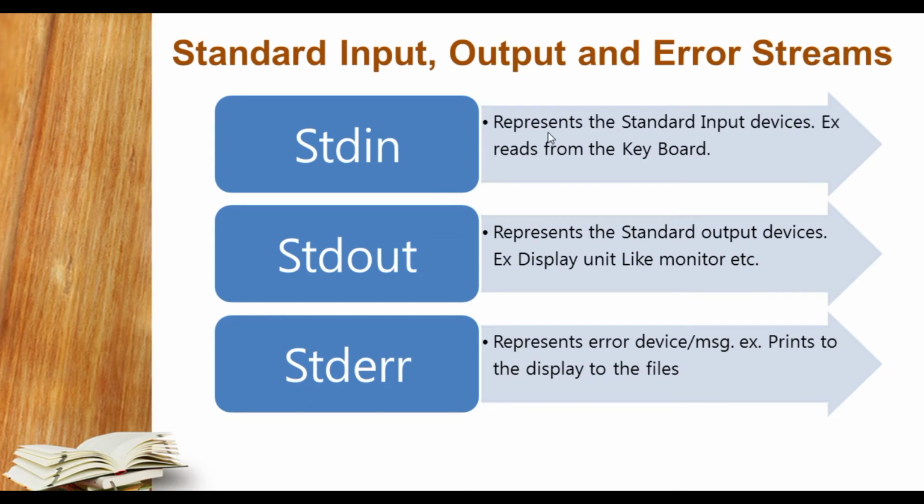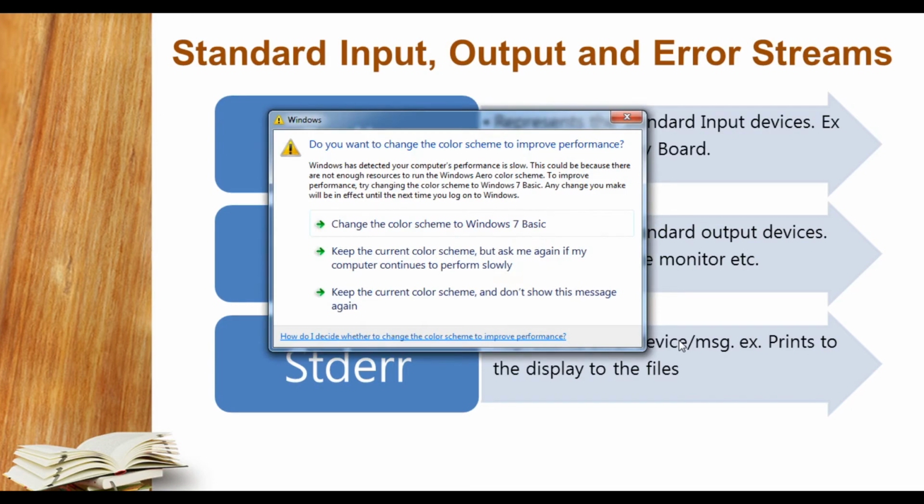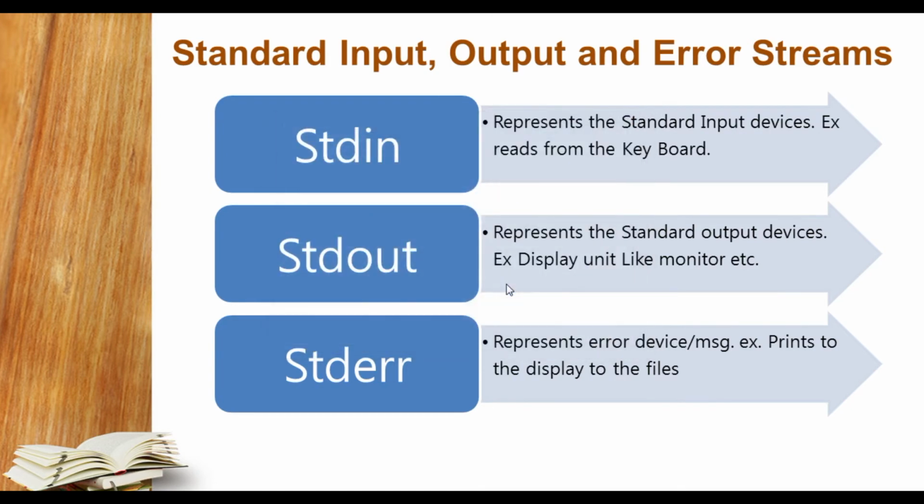Stdin, that is standard input, represents the standard input device, like reading from a keyboard. Standard output represents the standard output device, for example a display unit like the monitor. Standard error represents the error messages; you can see that it prints to the display, or to a file, mainly in red color. So let us do an example of standard input and output.